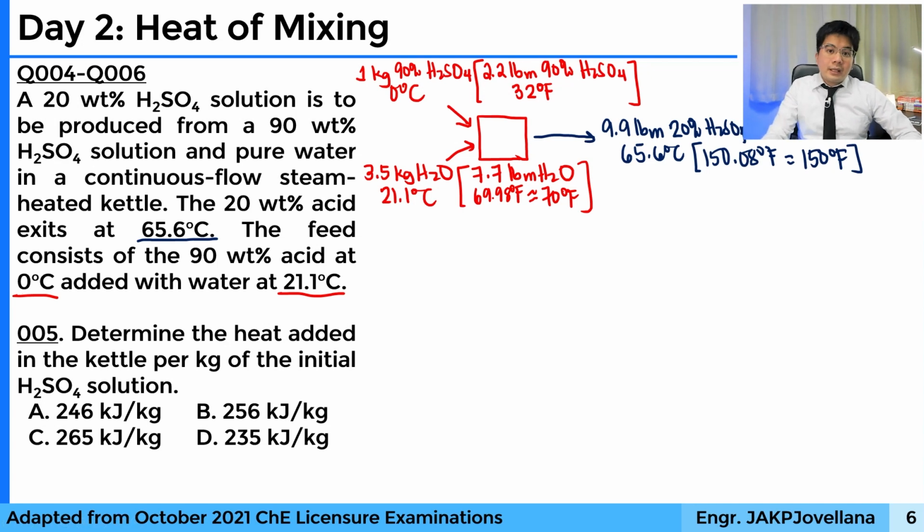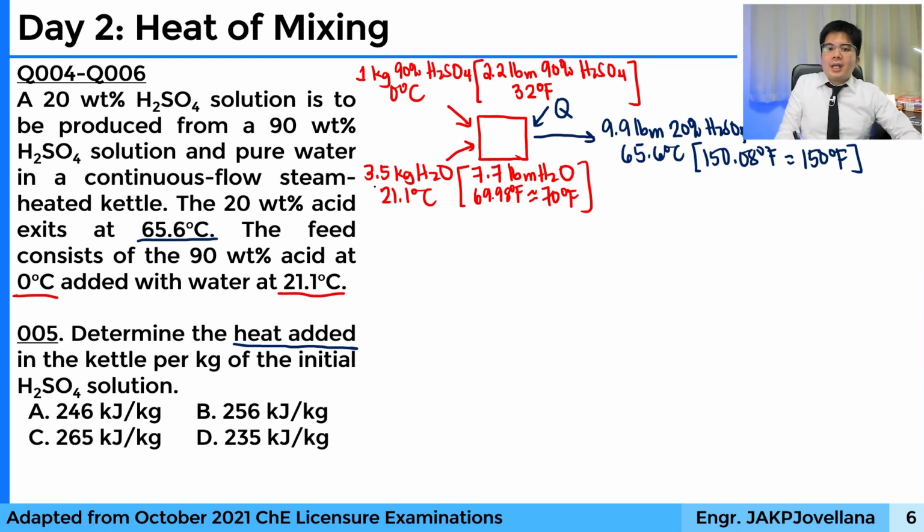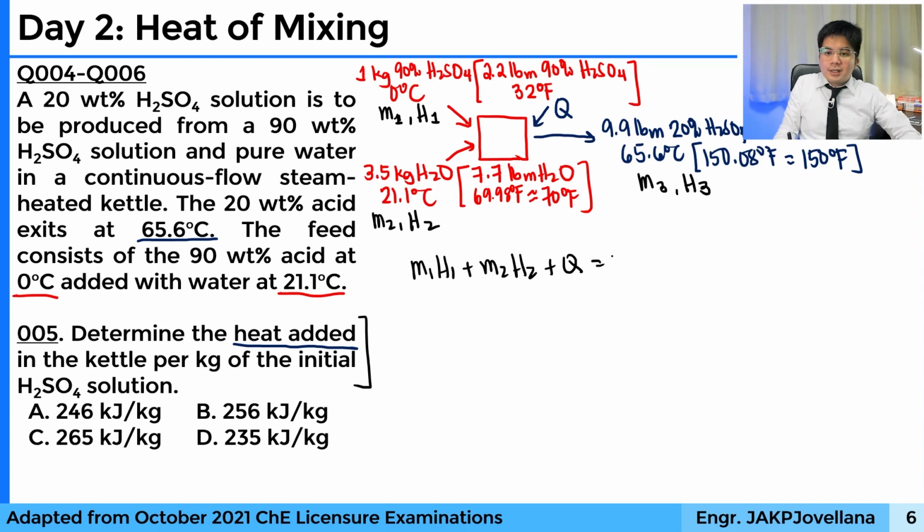Since we do not know yet if this process is adiabatic or not, we can represent the amount of heat added as Q, and this will serve as the figure for our energy balance. Next, we need to read values of enthalpies of all the streams from the enthalpy concentration diagram. Let's denote the initial acid stream in terms of mass and enthalpy, M1 and H1. For the water stream, let's denote that as M2 and H2, and for the exiting stream, M3 and H3. The energy balance for this problem is given by M1H1 plus M2H2 plus Q equals M3H3.